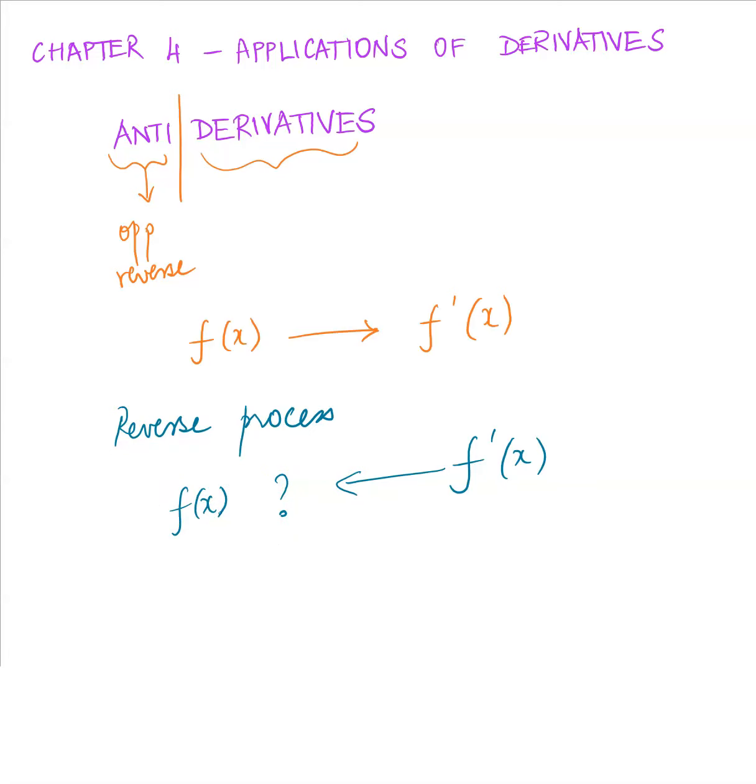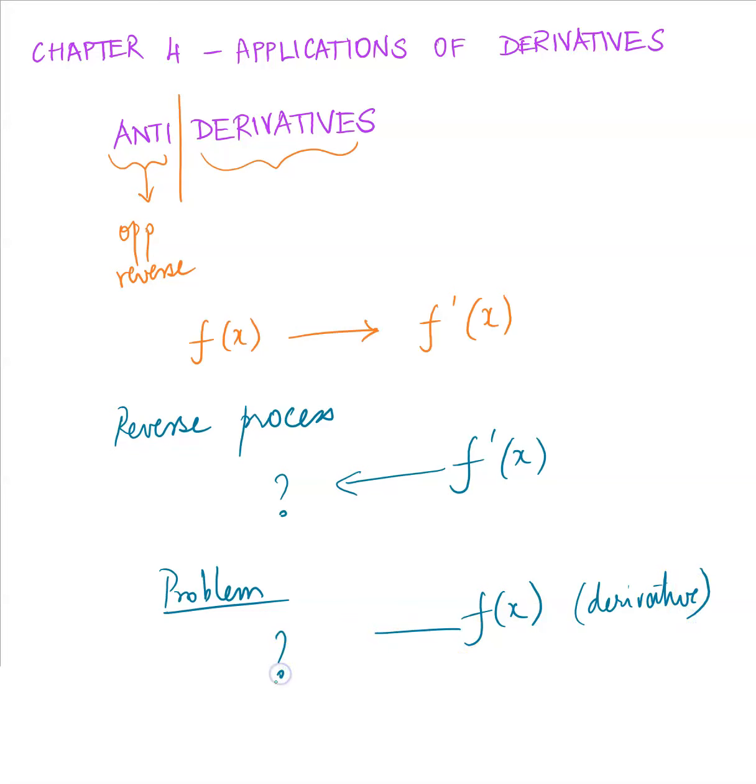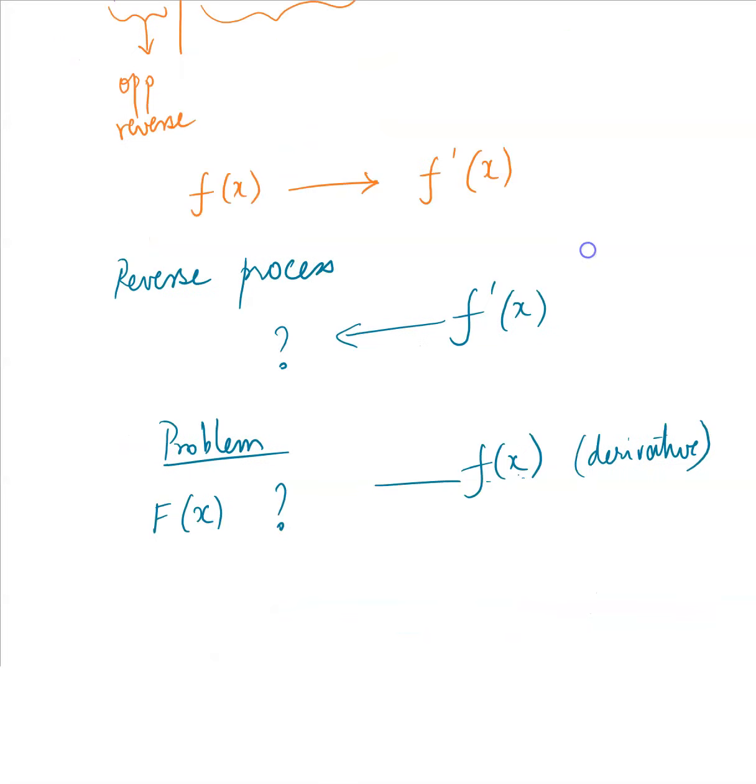However, when we are given problems, we will not be using these notations f of x and f prime of x. Instead, the problem will give you f of x, which is the derivative. And when they ask you to find the function whose derivative is f of x, then we have to use another notation, and we usually use capital F of x, where this small f of x in this antiderivative condition would already be the derivative. So I want to write that information here.